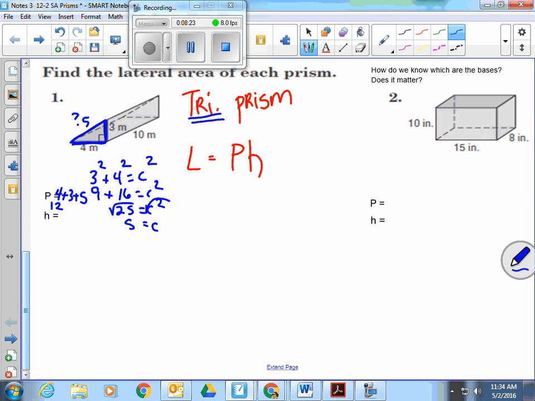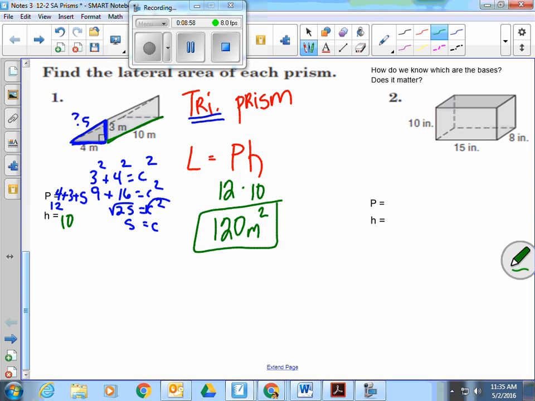And then somebody tell me what's the height? 10. 10 is the height because it's the line that connects the two triangles together, right? So my height is going to be 10. So my perimeter of the base is 12, and my height is 10. So 12 times 10 is 120 what? Meters squared. Very good. That's going to be the answer. Are we okay?